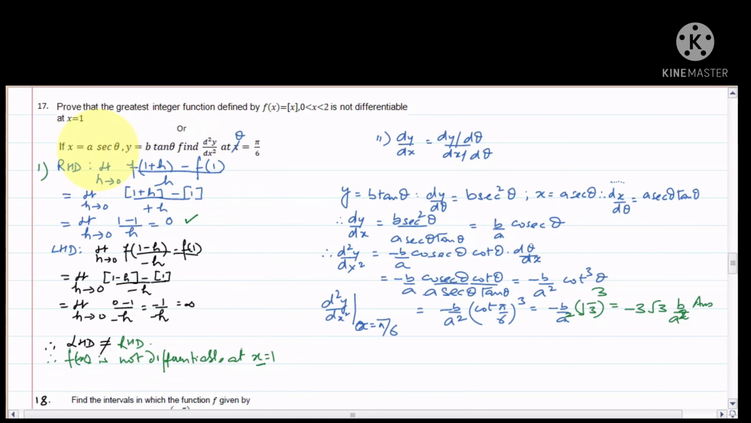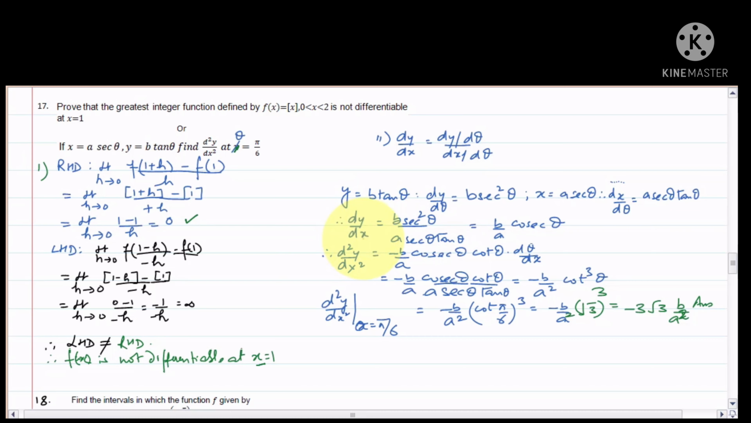Coming to the second part, if x is equal to a sec theta, y is equal to b tan theta, find d square y by dx square at theta is equal to pi by 6. So dy by dx will be dy by d theta upon dx by d theta. We are given y is equal to b tan theta. So what is dy by d theta? It is b into, we know the differential of tan x is sec square x, so it will be sec square theta. Similarly, x is given to us as a sec theta. We know the differential of sec theta is sec theta tan theta. So dx by d theta is equal to a sec theta tan theta.